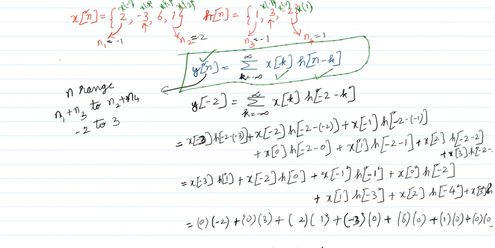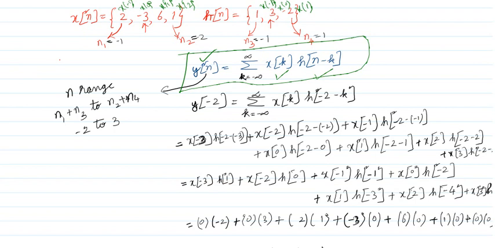Now we have to find what is the range of the output y of n. Before that, we have to see the range of the input and the range of the impulse response. The range of the input is from minus 1 to 2. Similarly, for the impulse response, the range is from minus 1 to 1. This is the range of the input and impulse response.